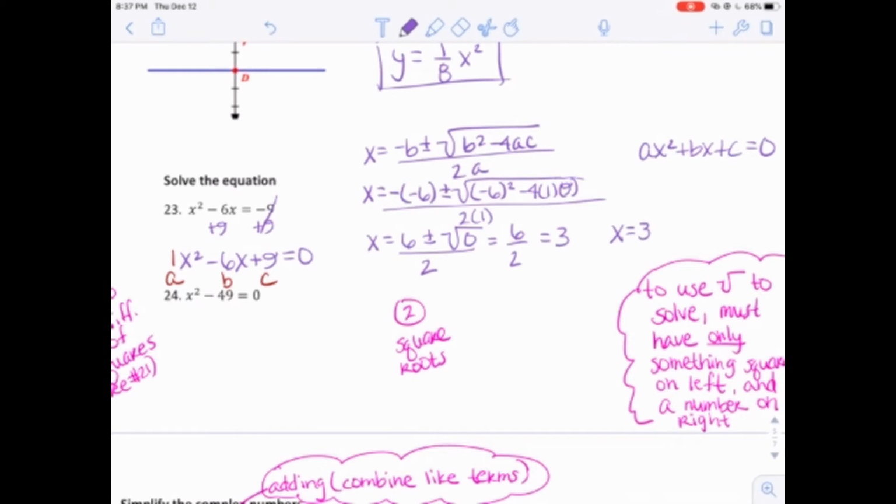Notice that the stuff under the square root, our determinant, was 0, so we knew right then that we were only going to have one real solution.